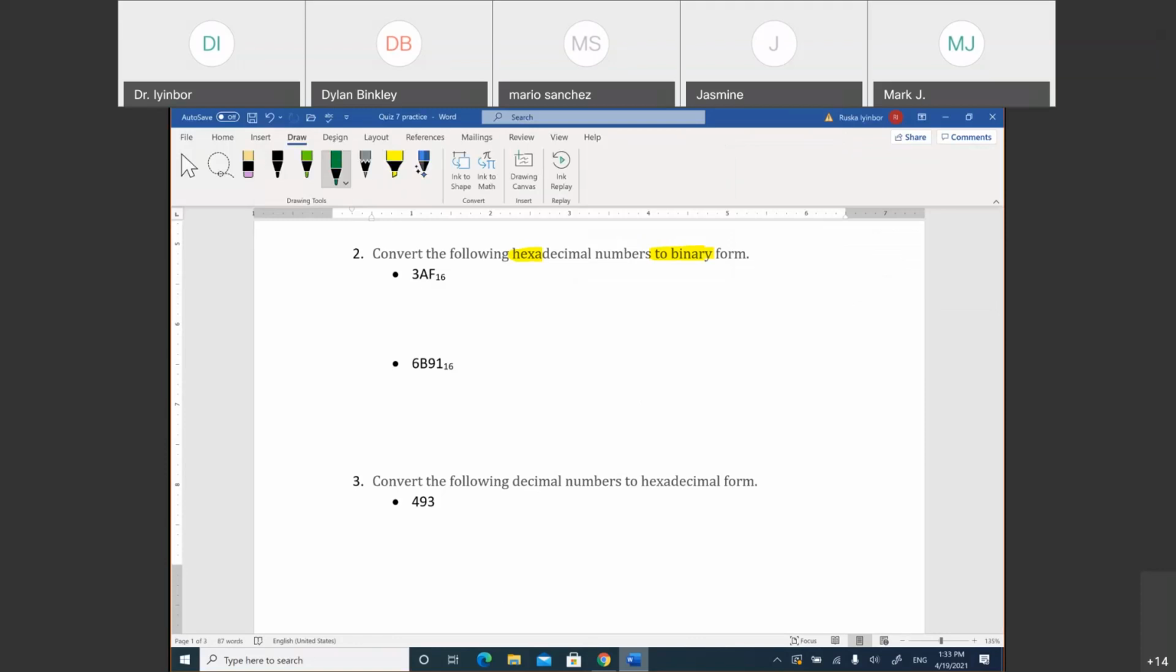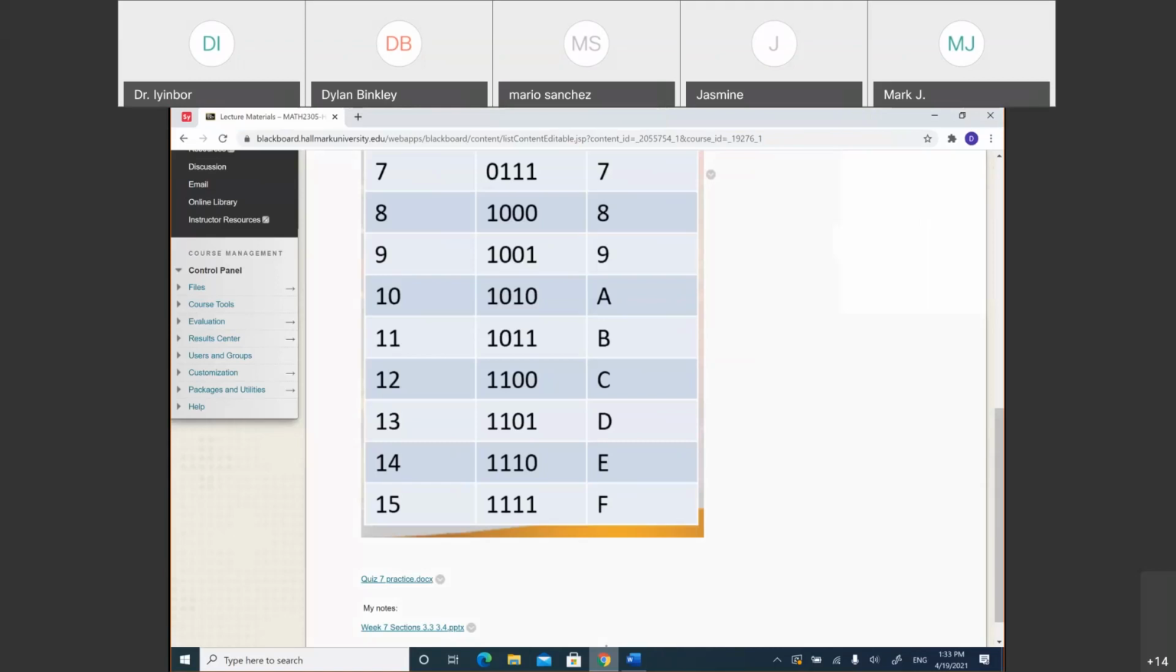Okay? So what is 3? What is A? And what is F? So A in binary, and you can also use this little table I showed you, right? A in binary is 1010. You can use that also.